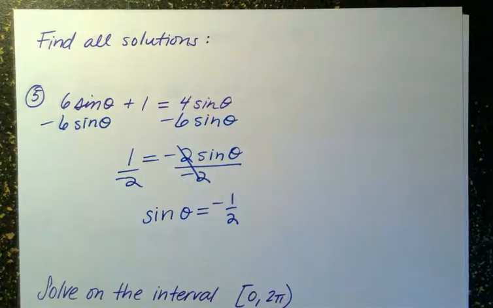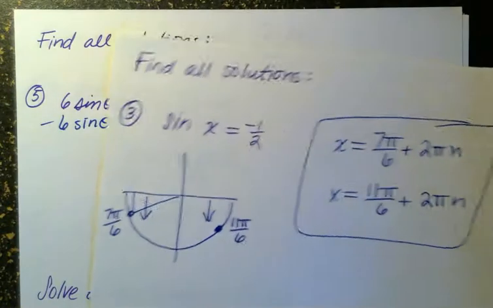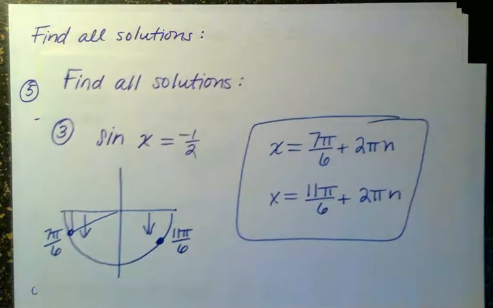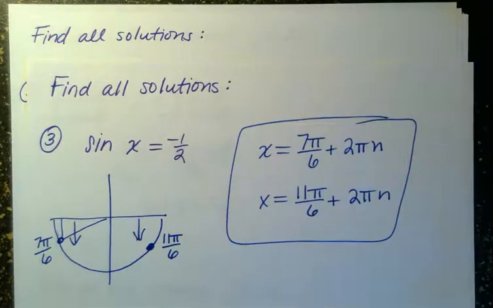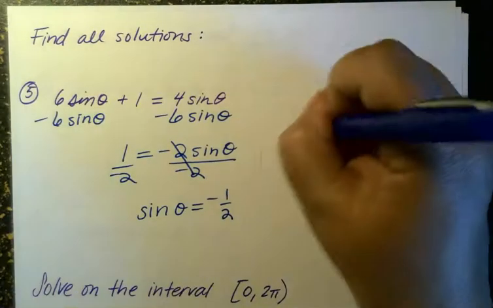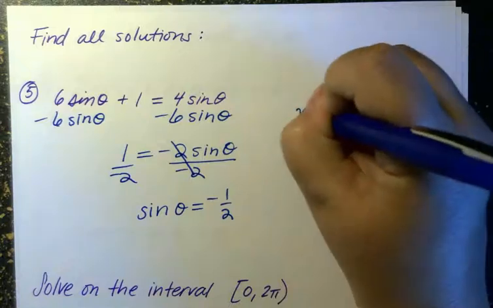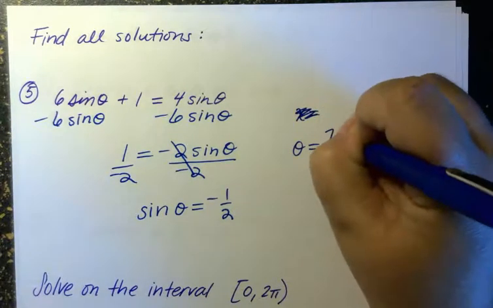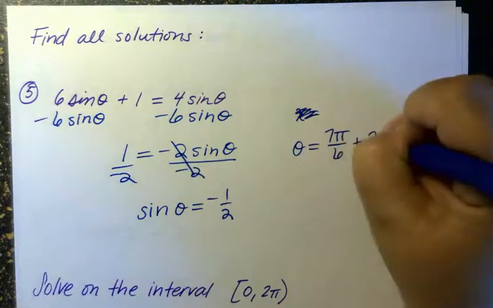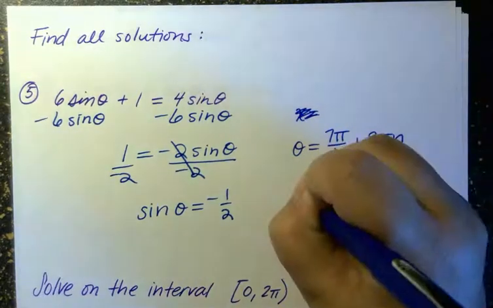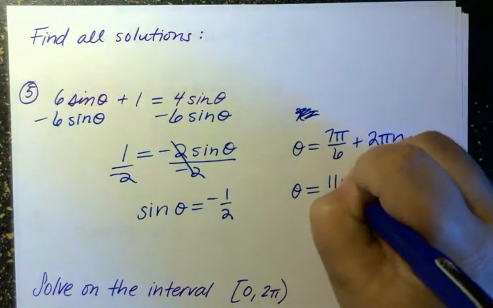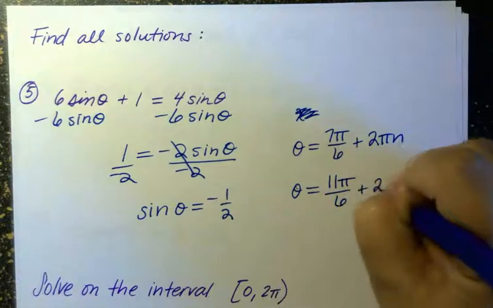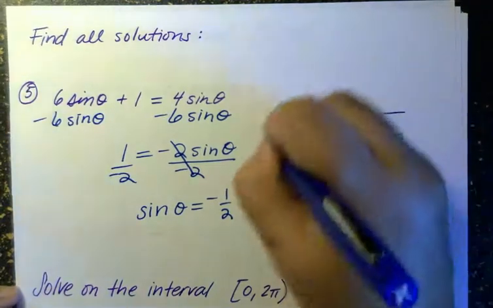We just did that one a second ago, didn't we? Let's see. Boom. That's where. And we are still doing all solutions, so we're going to say the exact same thing. So theta this time is 7 pi over 6 plus 2 pi times whatever. And theta is 11 pi over 6 plus 2 pi times whatever.